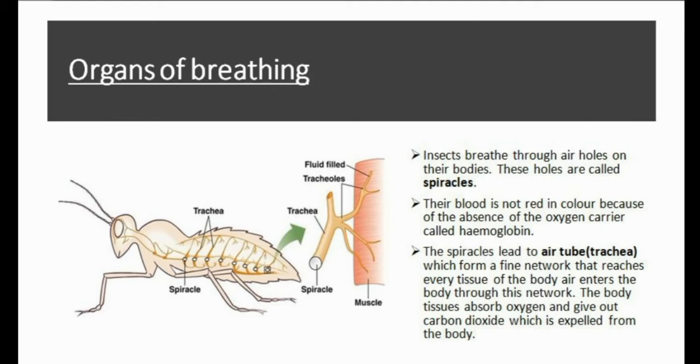The spiracles lead to air tubes. As you can see, those air tubes in the picture, that is tracheas, form a fine network that reaches every tissue of the body. Air enters the body through this network. The body tissues absorb oxygen and give out carbon dioxide, which is expelled from the body.